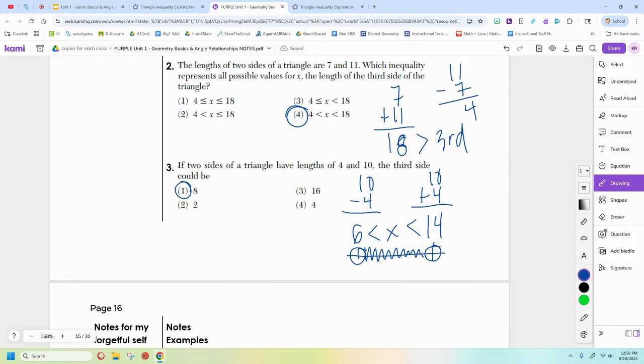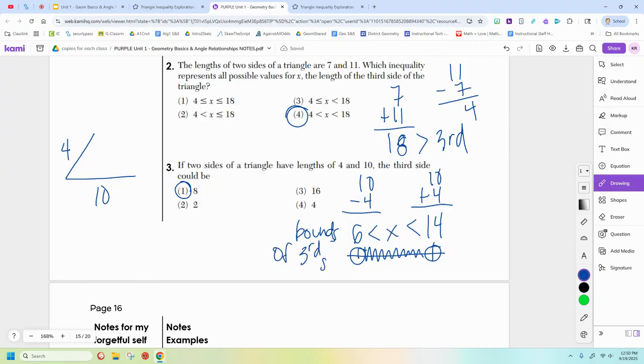Wait, how does that even work then? Because it's equal to. So, say that again. 6 and 8 are equal to 14, so that doesn't work. No. Okay, this is the range of sides. My sides right now are 10 and 4. Oh, I thought there were 6. So this tells me the bounds of the third side. Okay, sorry, I was looking at the wrong thing.